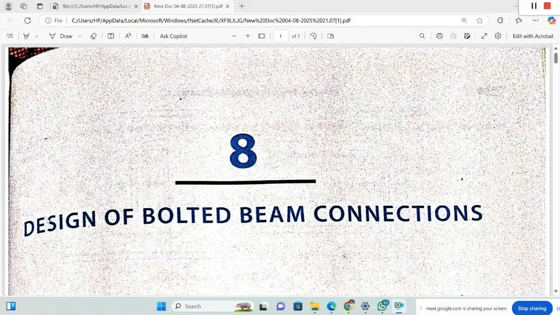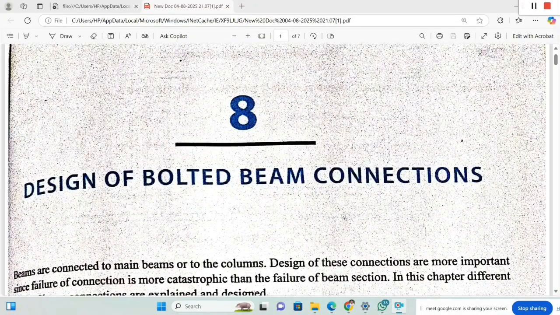We will start the next chapter, that is the design of bolted beam connections. In this chapter, you have both bolted beam connections and welded beam connections.